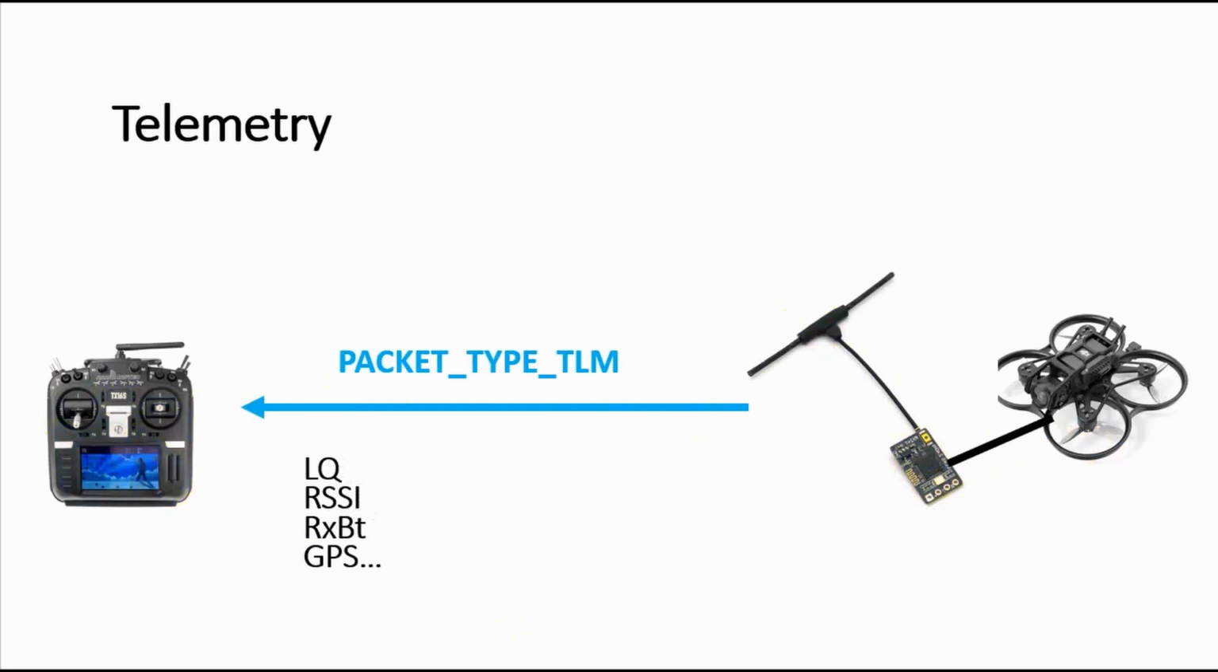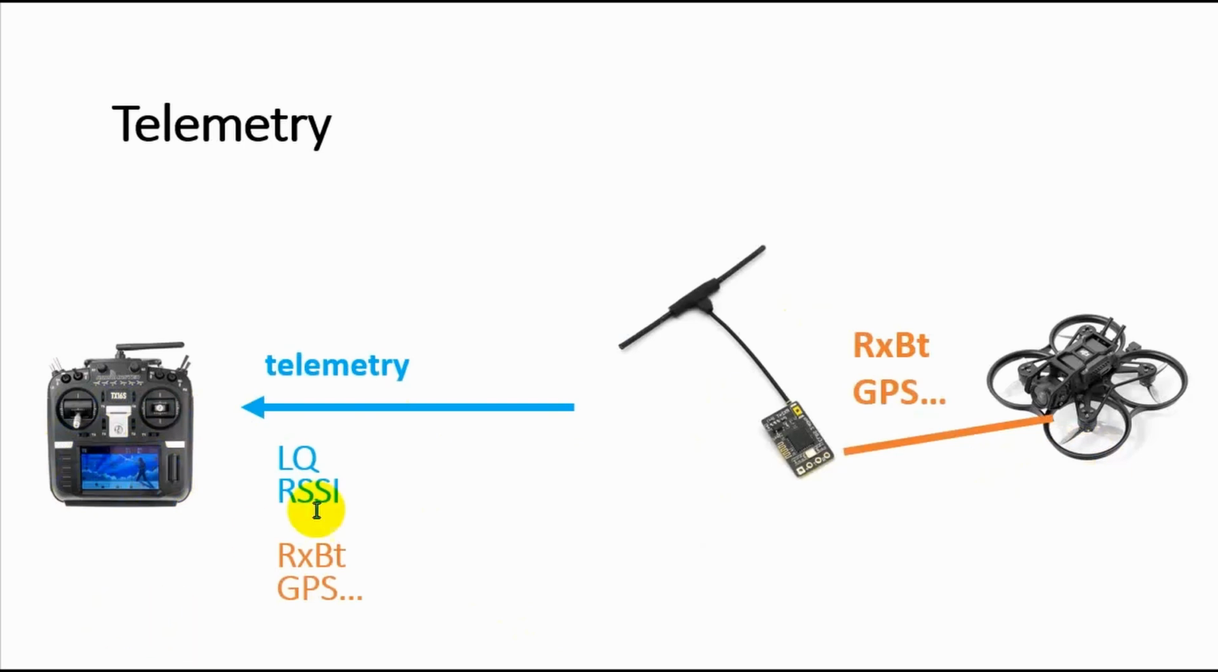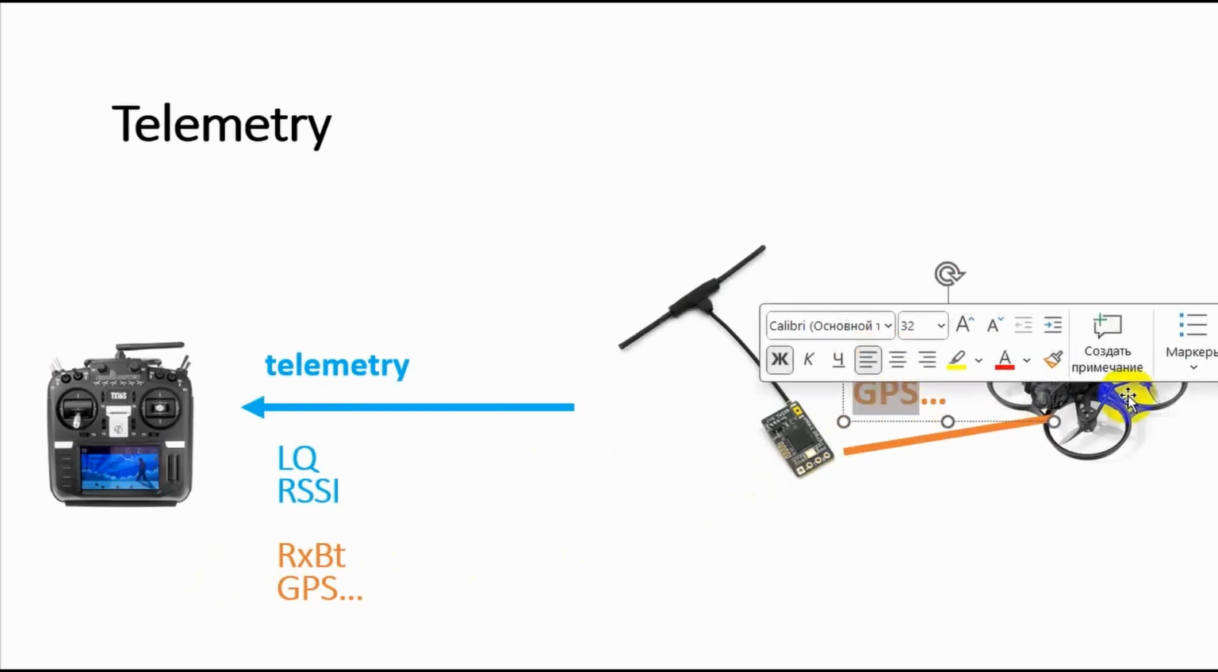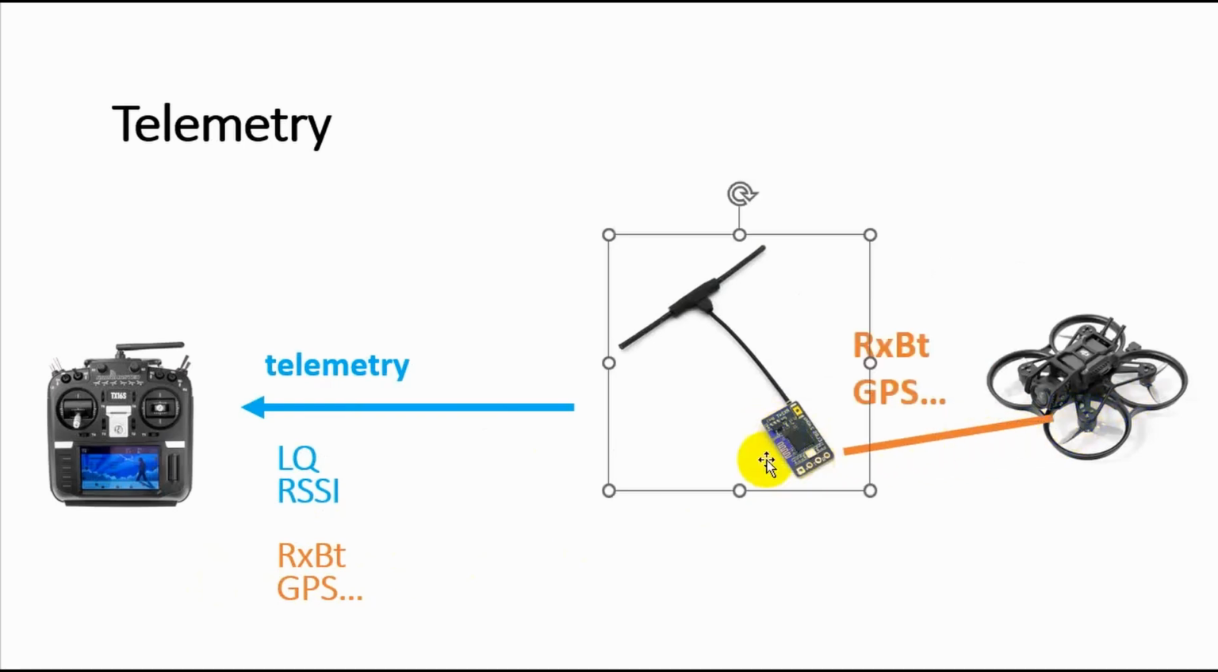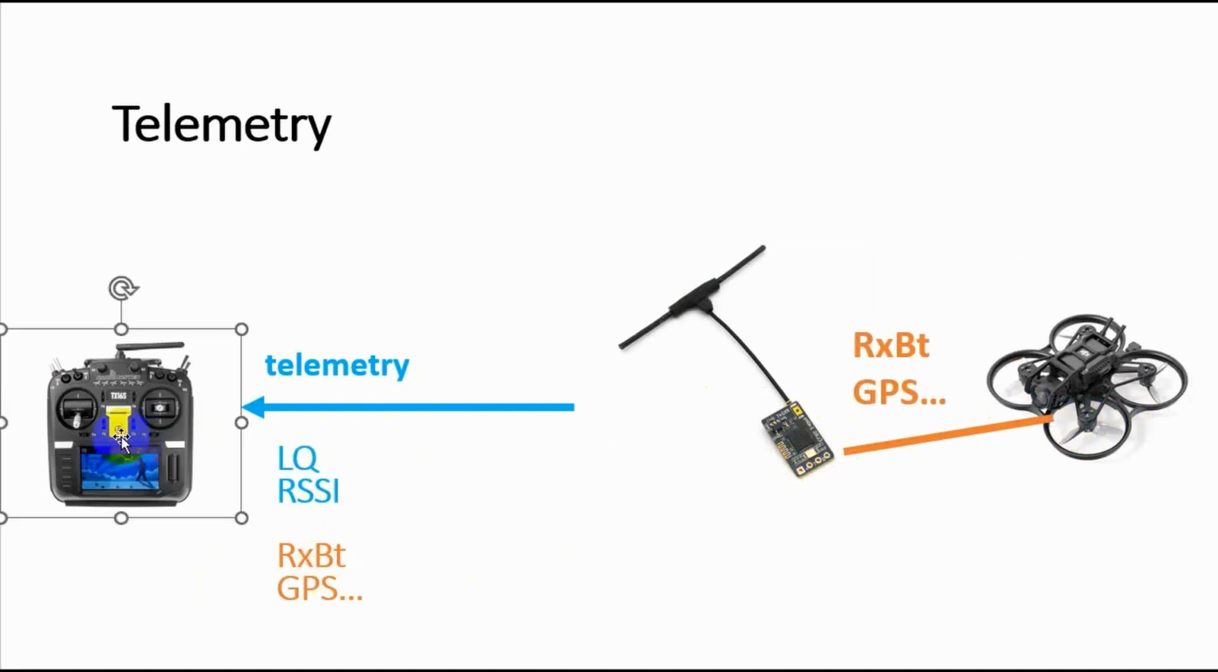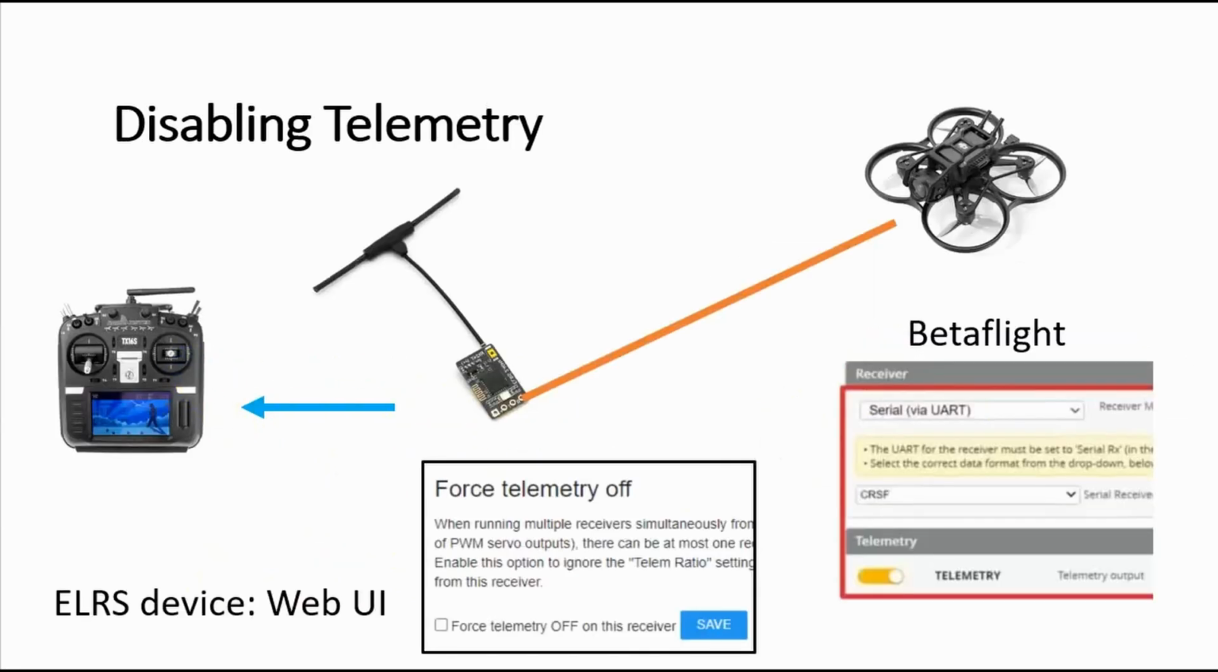And there is a small difference between types. There is telemetry information that is generated by the ELRS module, internal ELRS telemetry like LQ and RSSI. And there is data that is generated by your drone, like battery voltage or GPS. It is sent to the ELRS module, and only then it is sent to the transmitter. And by the way, both of them can be turned off or disabled.